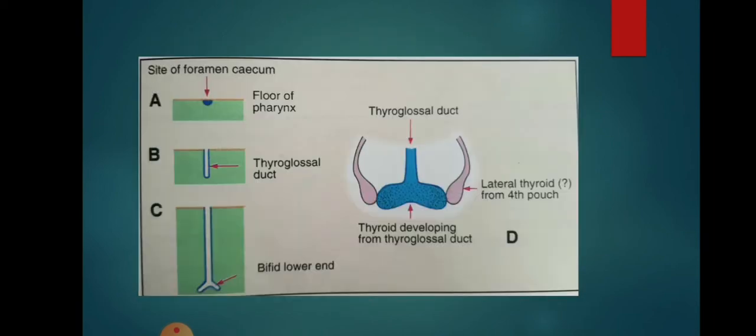And one more thing is neural crest cells. Neural crest cells migrate towards this site and get incorporated within the substance of the thyroid gland, and those cells form the parafollicular C cells within the thyroid gland.